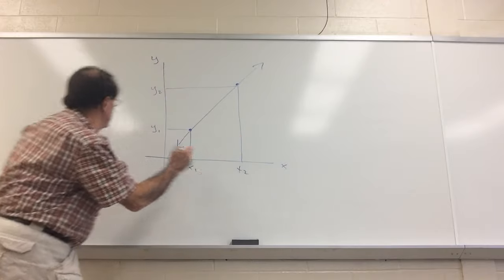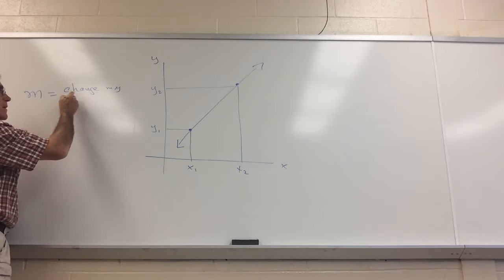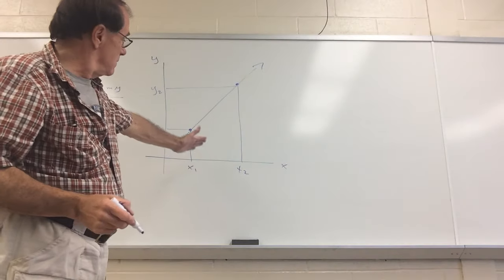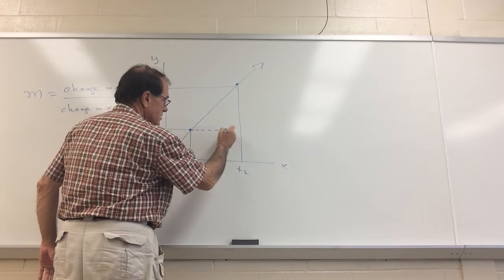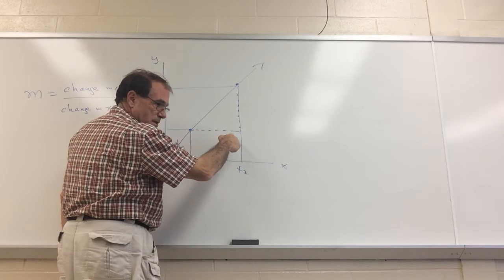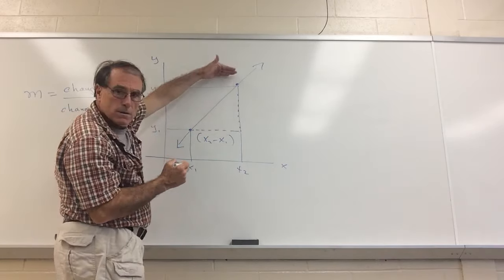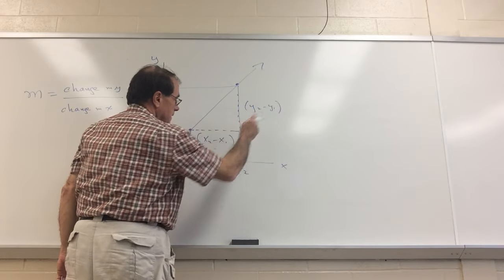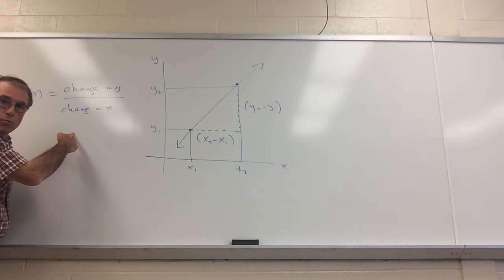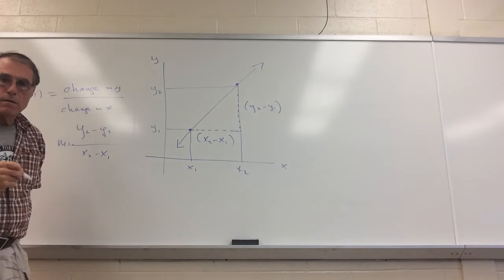Now we know that slope is the change in y divided by the change in x. So, looking at this point, from x1, I come over to x2. From x2, I come up here from y1 to y2. So this distance from x1 to x2 is x2 minus x1. And the distance from y1 to y2 is y2 minus y1. This distance is the change in x. This distance is the change in y. And so I can express the slope as y2 minus y1 over x2 minus x1. That's my formula for slope.